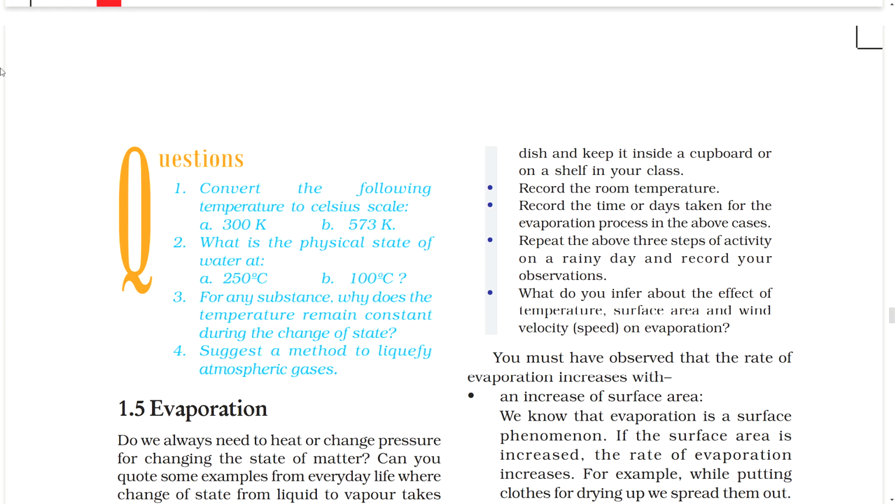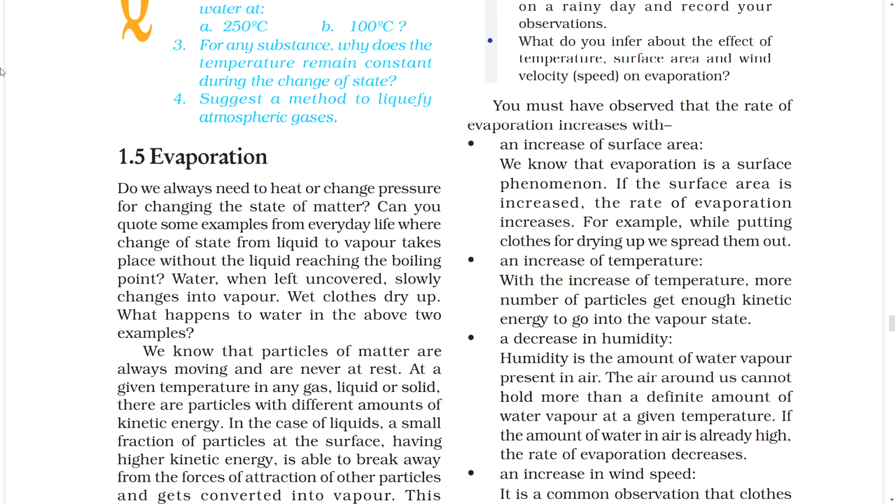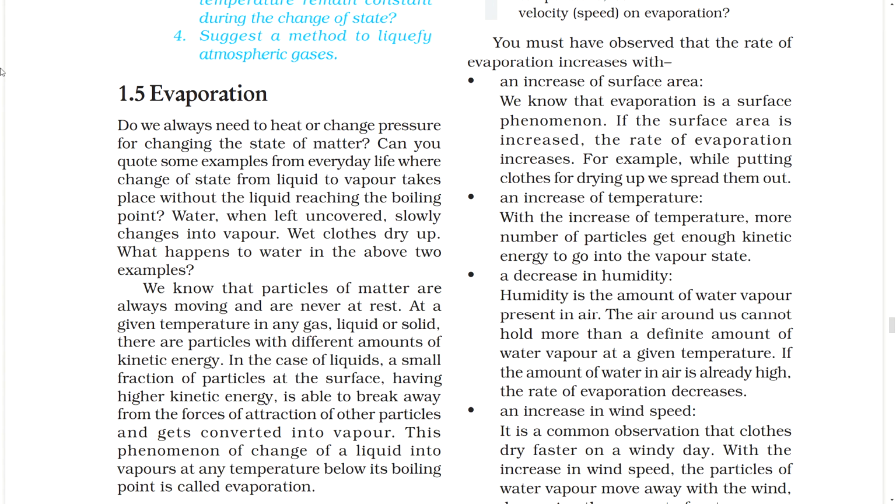Comment this. You must have observed that the rate of evaporation increases with an increase of surface area. We know that evaporation is a surface phenomenon. If the surface area is increased, the rate of evaporation increases. For example, while putting clothes for drying up, we spread them out. An increase of temperature: with the increase of temperature, more number of particles get enough kinetic energy to go into the vapor state.